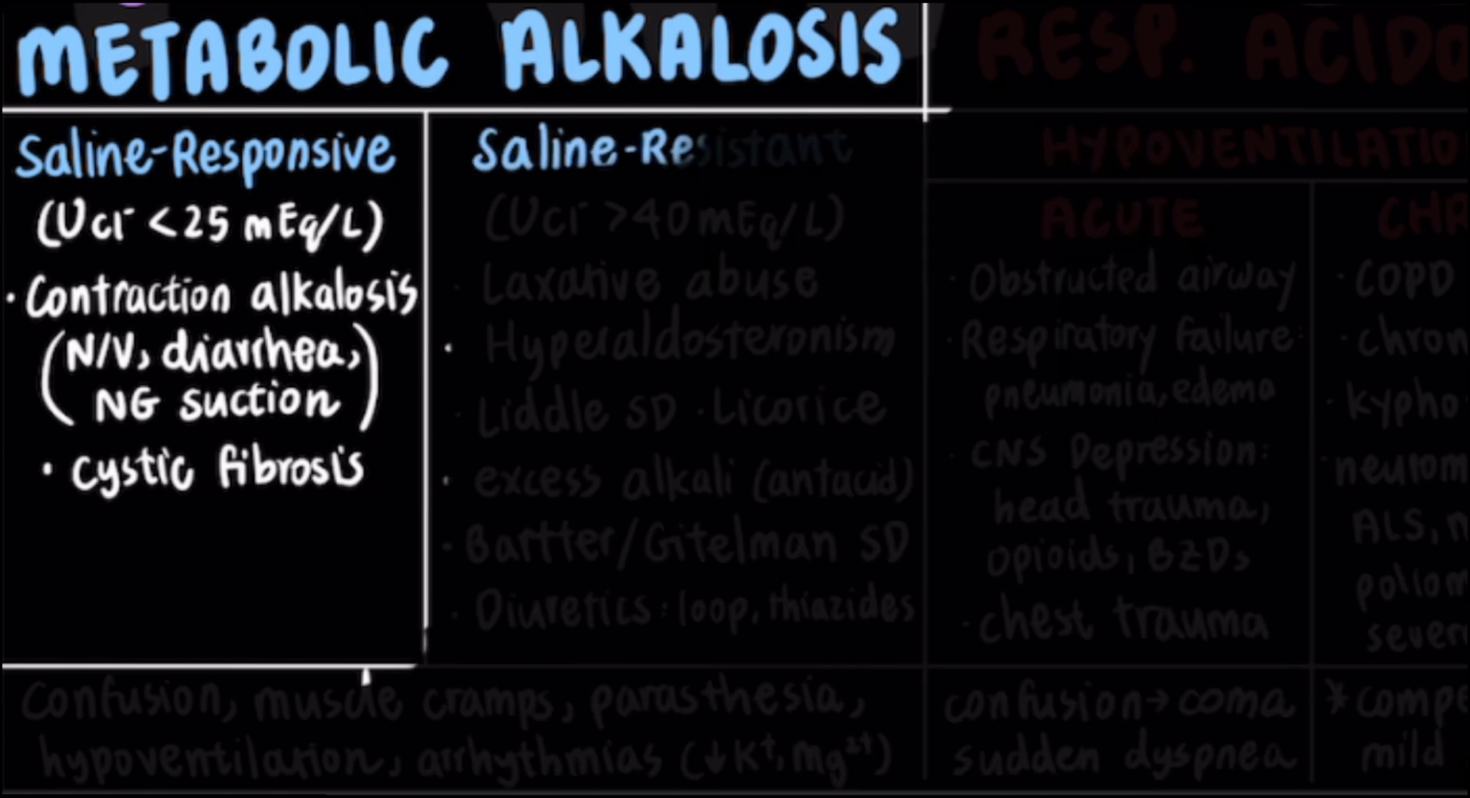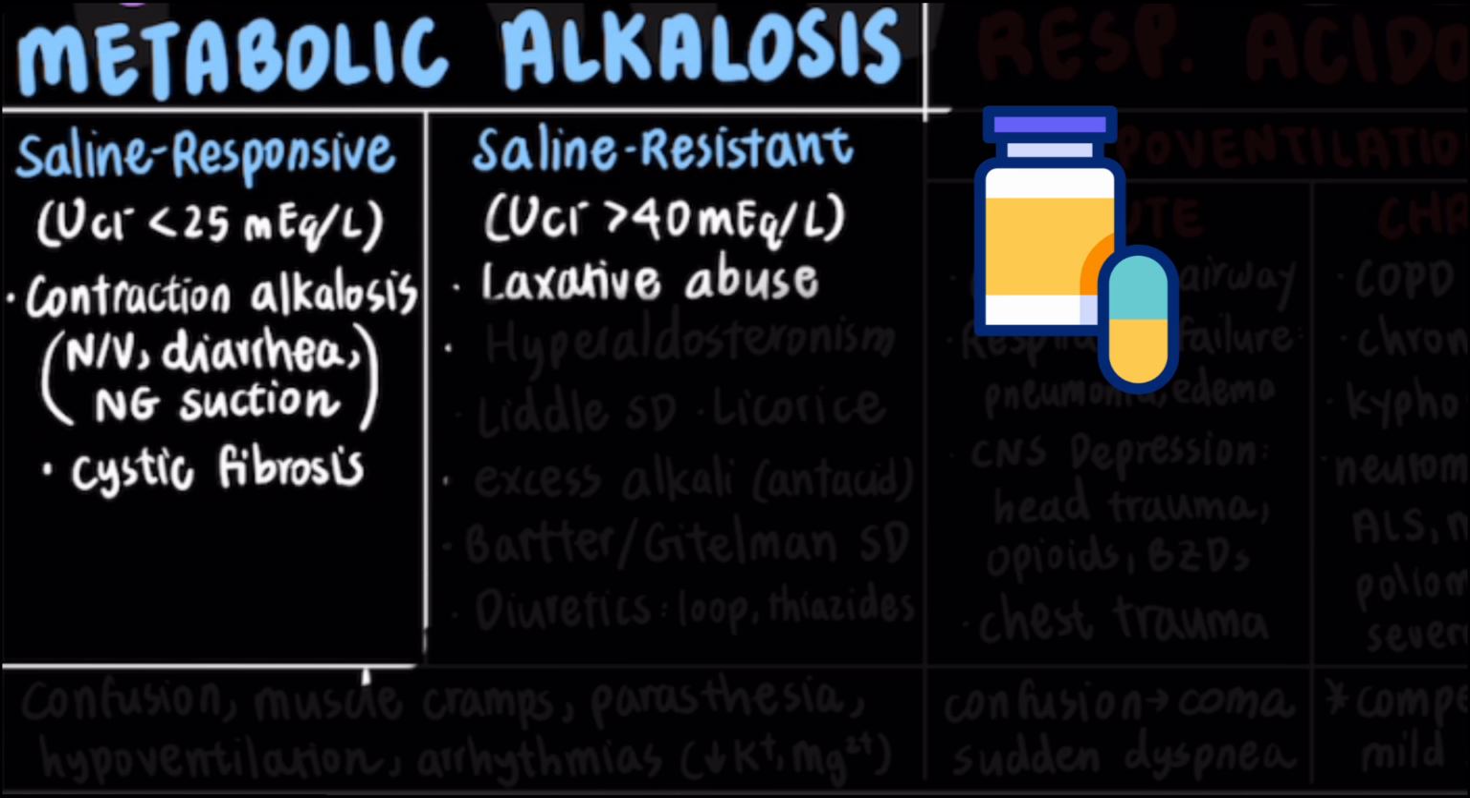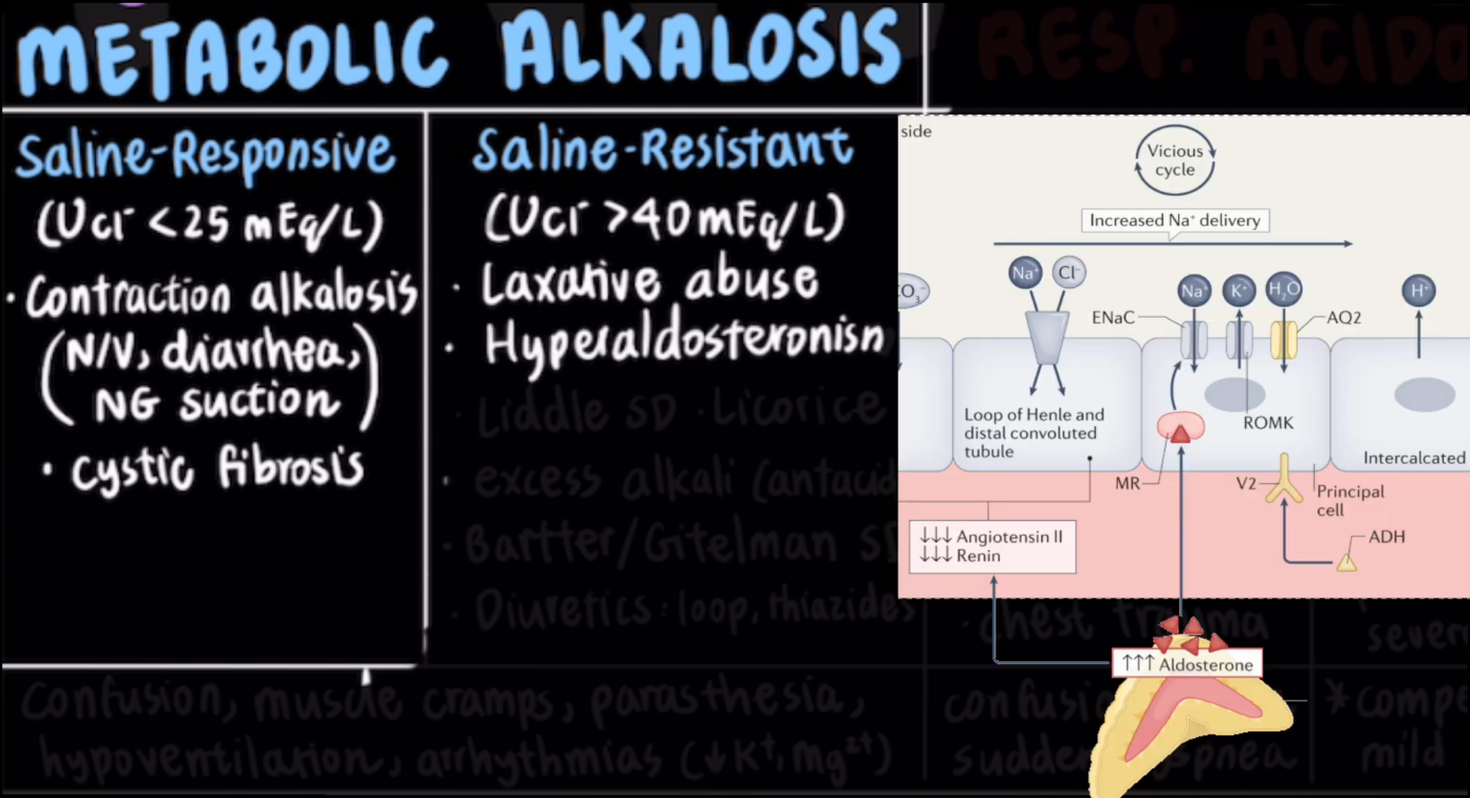On the other hand, saline-resistant metabolic alkalosis is marked by urine chloride greater than 40, and it doesn't improve with normal saline infusion. Common causes include laxative abuse, which can cause volume loss and electrolyte shifts, but often presents with paradoxically high urine chloride due to renal compensation. Hyperaldosteronism, where excess aldosterone promotes sodium retention and hydrogen and potassium loss.